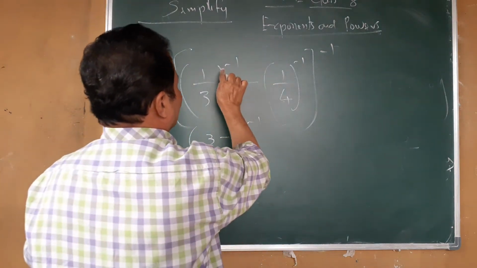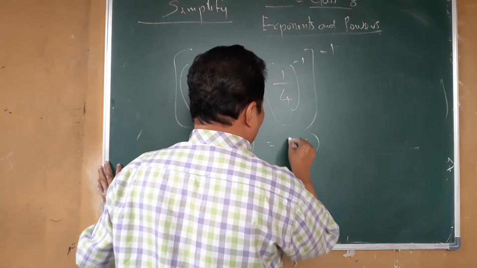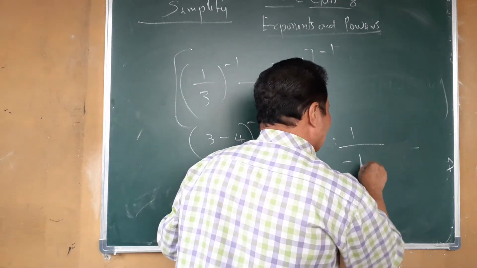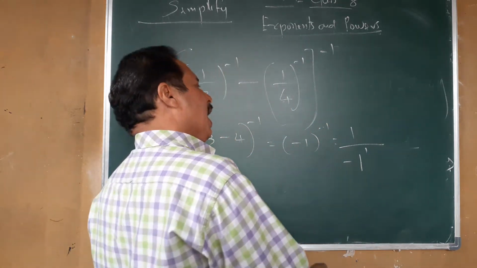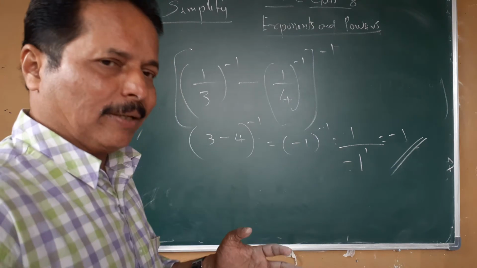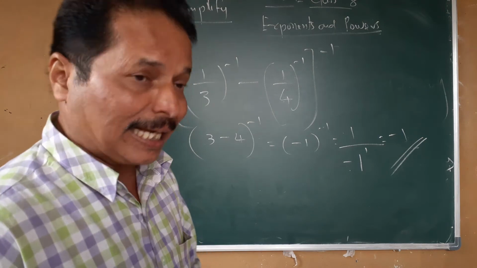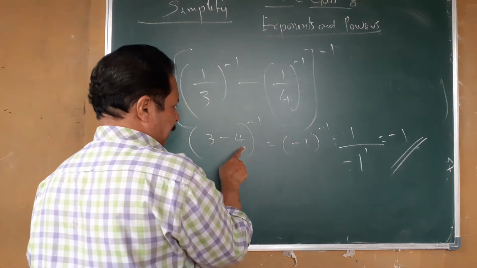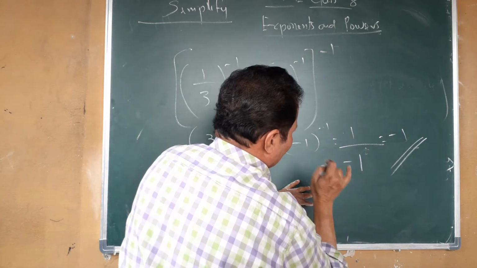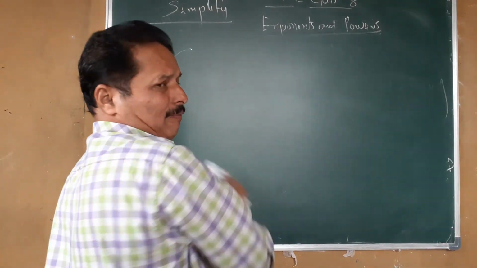Now, this is negative 1. Now 3 minus 4 is minus 1, all raised to minus 1. Otherwise, positive divided by negative is negative. Okay. So the final answer is negative 1. Once again, this is reciprocal. Subtract, negative 1. So if you divide it, you get minus 1. Is it over? So the problem is easy, but do it very slowly.